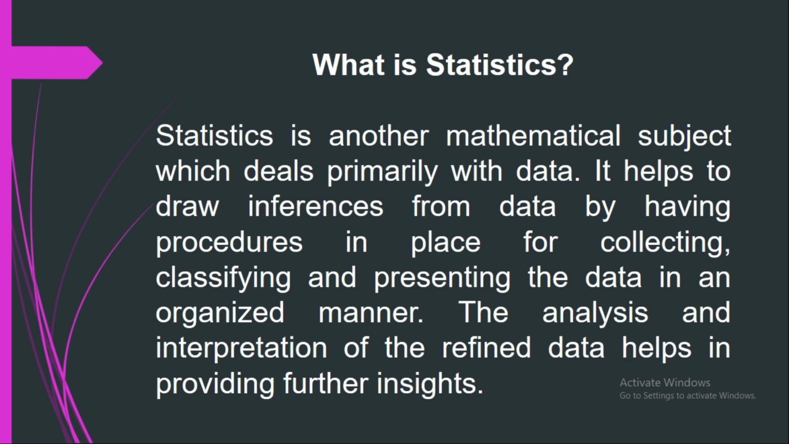Now next is statistics. Statistics is divided into two types: inferential statistics and descriptive statistics. In descriptive statistics, we will study variance, covariance, correlation, then mean, median, mode. In inferential statistics, we will study hypothesis testing, then z test, t test, etc. The definition goes like this: statistics is another mathematical subject which deals primarily with data. It helps to draw inferences from data by having procedures in place for collecting, classifying and presenting the data in an organized manner. The analysis and interpretation of defined data helps in providing further insights.